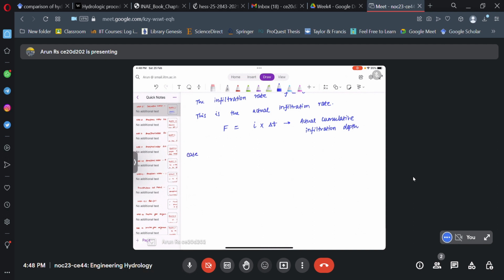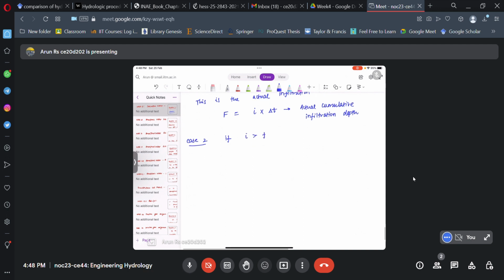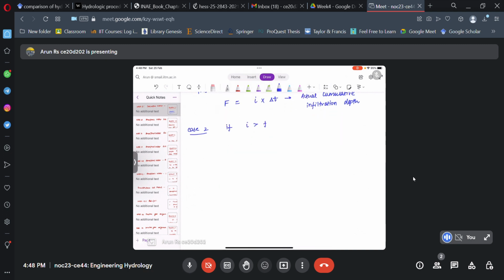So case 2, if intensity is greater than f, so the amount of water that is coming, the rate of rainfall, is greater than your rate of potential infiltration. So in this case, the infiltration rate f will be equal to the potential infiltration rate. This potential infiltration rate depends on the kind of model which we choose. It may be from Horton's model, or from the Phillips equation, or from other empirical models which are available.